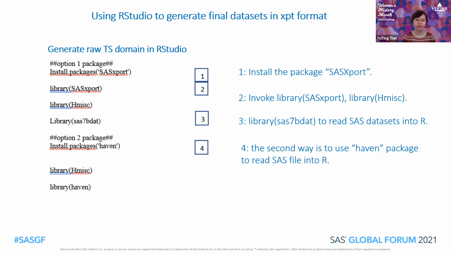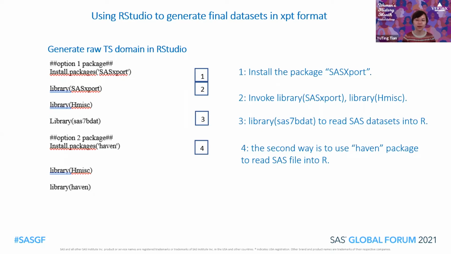So here we use 2 library functions. The first is the SASxport library function, and the second is the Hmisc library function. The Hmisc library contains many useful functions, such as for data analysis. We need to use the data.frame function and the label function under the Hmisc library, which we will show you in the following slides. Then we can use the library sas7bdat to read SAS datasets into RStudio.